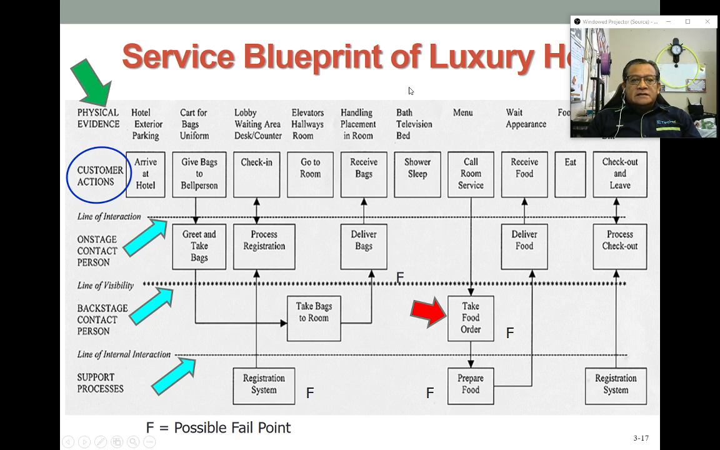Okay, say it is a Hilton hotel. So Hotel Hilton basically has a quite similar blueprint or operation planning service to deliver hospitality to customers. So basically, we start here with the physical evidence of a luxury hotel. Normally, they have the hotel exterior, parking, and the lobby front parking.